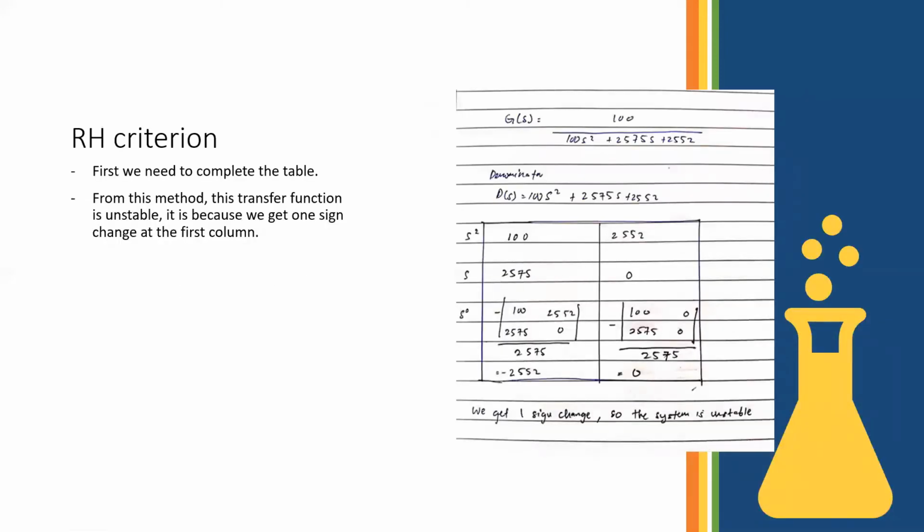Okay, for the RH criterion, I need to calculate our transfer function. So first we need to complete the table and we see there is a sign chain.